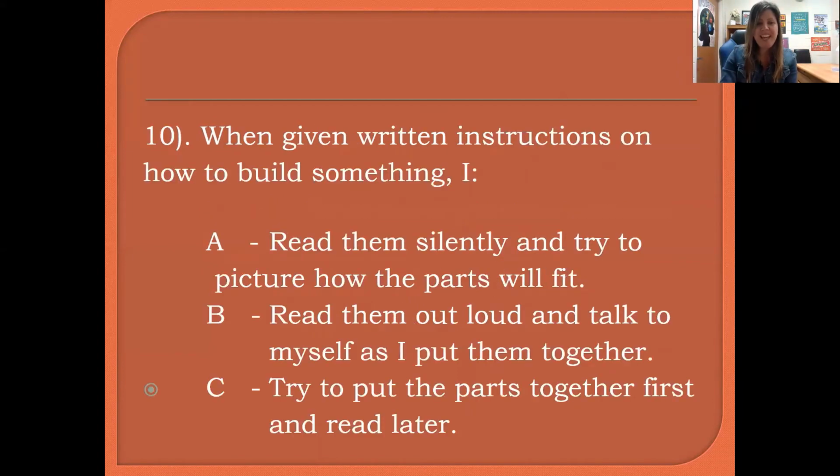Question number 10. When given written instructions on how to build something, I, A, read them silently and try to picture how the parts will fit, B, read them out loud and talk to myself as I put them together, or C, try to put the parts together first and then read later. When given written instructions on how to build something, are you A, B, or C?